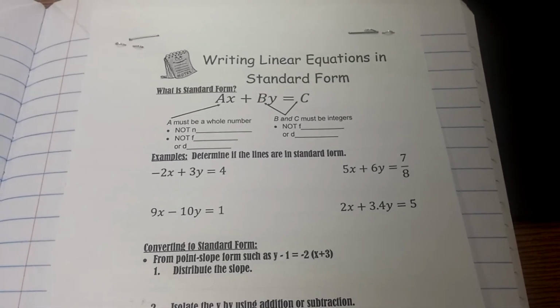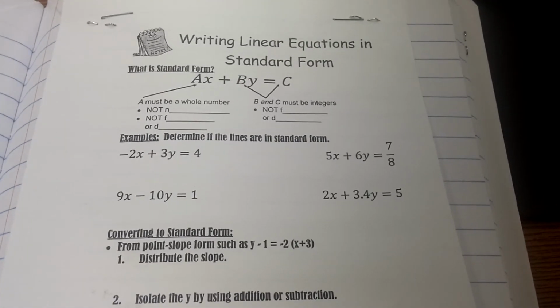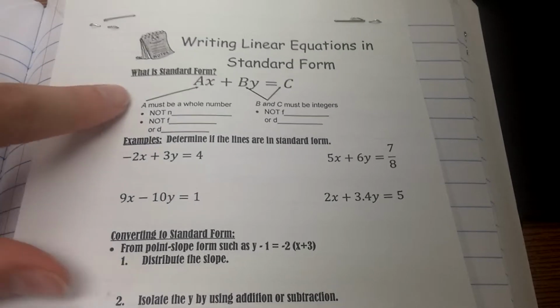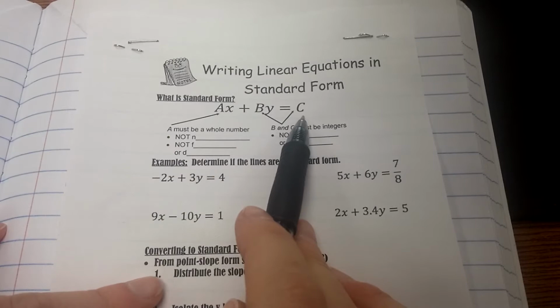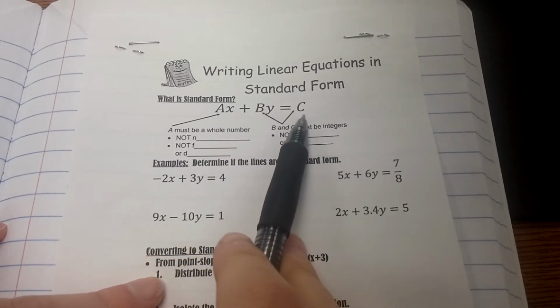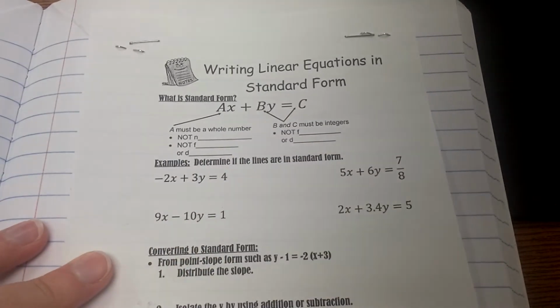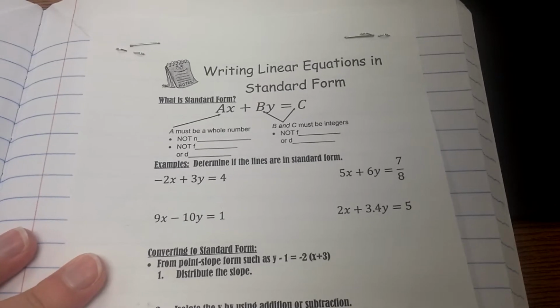In this video, we're going to discuss how to write linear equations in standard form. So first, standard form is written like this: ax plus by equals c, and a, b, and c are actually numbers, and there's some very specific constraints that are placed upon these numbers.